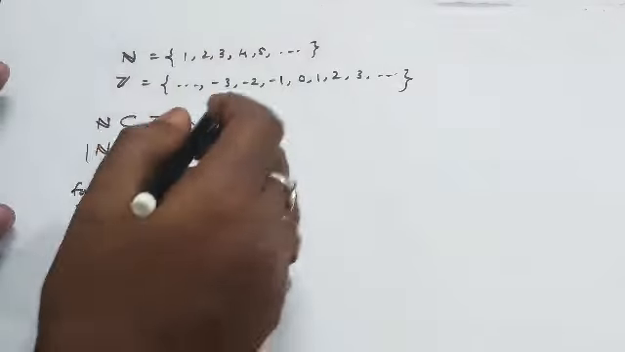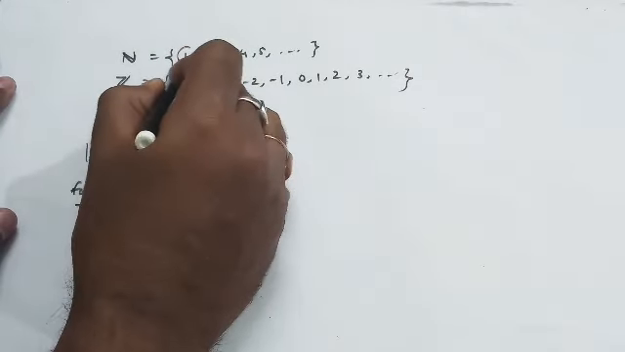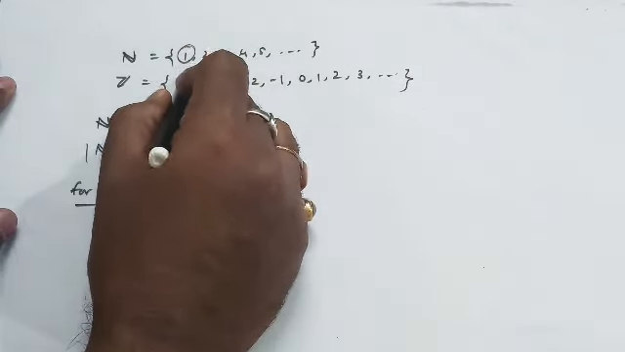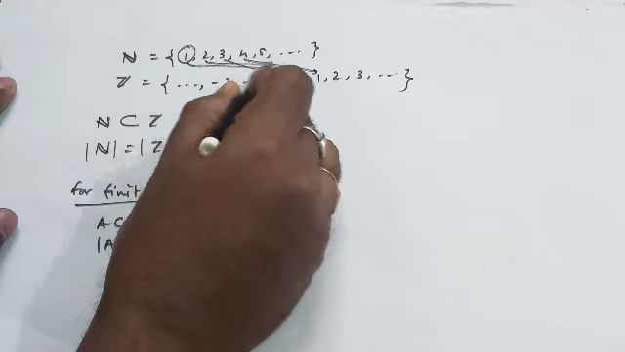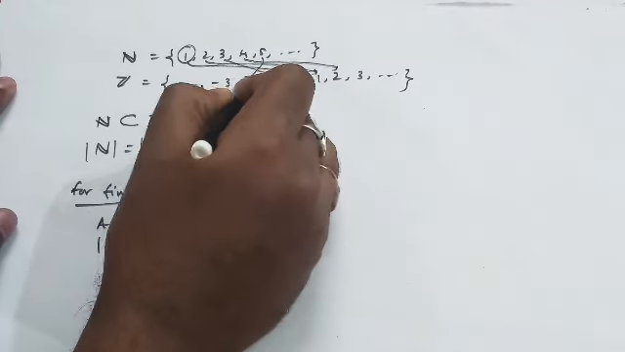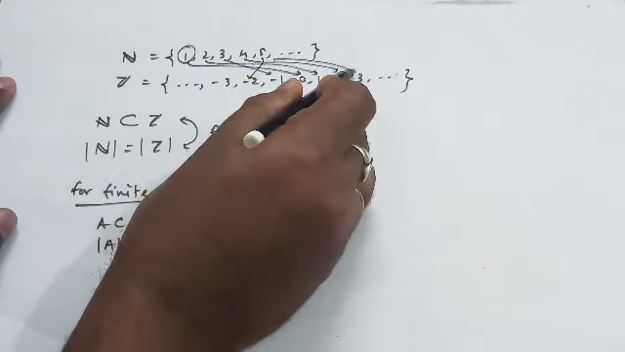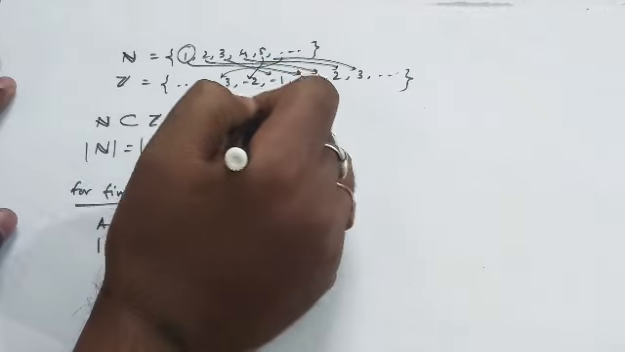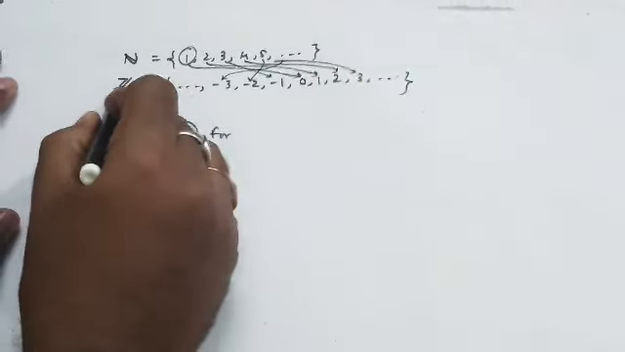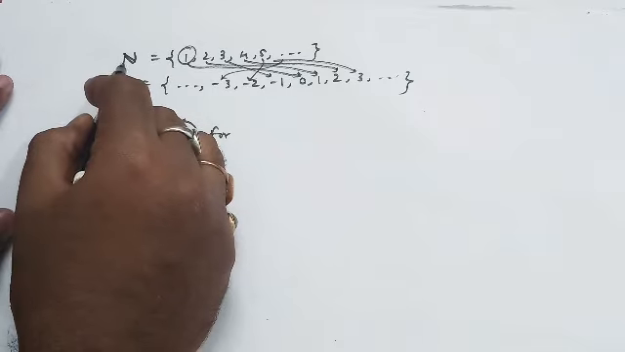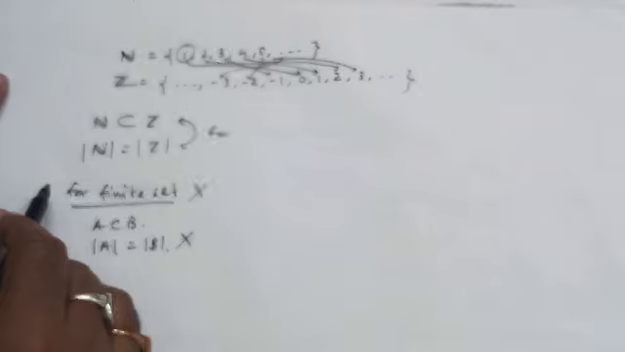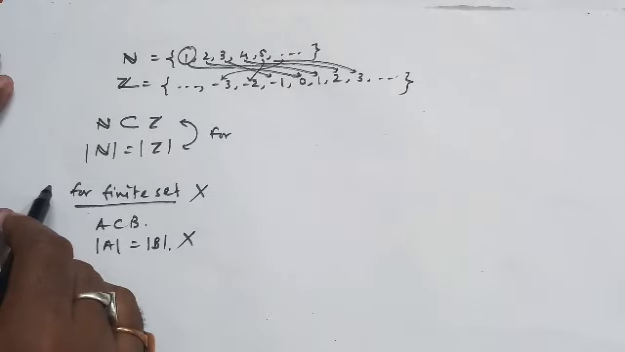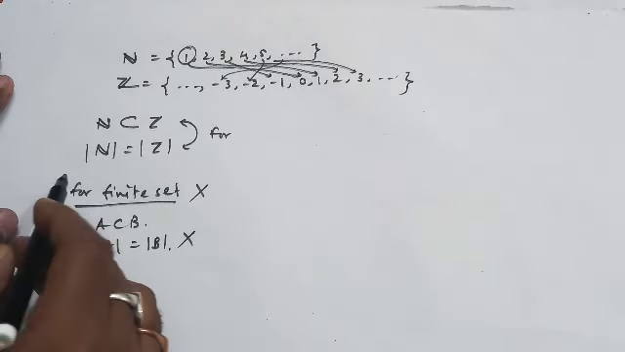How? If we map 1 goes to 0, 2 goes to 1, 3 goes to -1, 4 goes to 2, 5 goes to -2, 6 goes to 3, 7 goes to -3, in this fashion every element of Z will be mapped with an element of N, that is, a one-one and onto correspondence is there. We can never ignore this one-one onto correspondence.